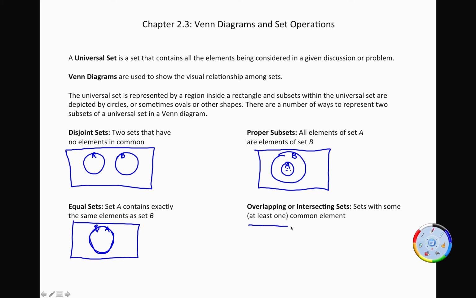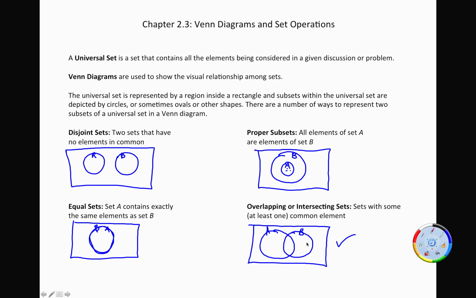Now, this one is going to be our important one: overlapping or intersecting sets, where my two circles are going to overlap. Okay, set A and set B. In other words, it's possible to have some elements that are in A and also in B. Now the reason this one is so important is because really this is the only one we need. We can depict all four of these circumstances with this one diagram.